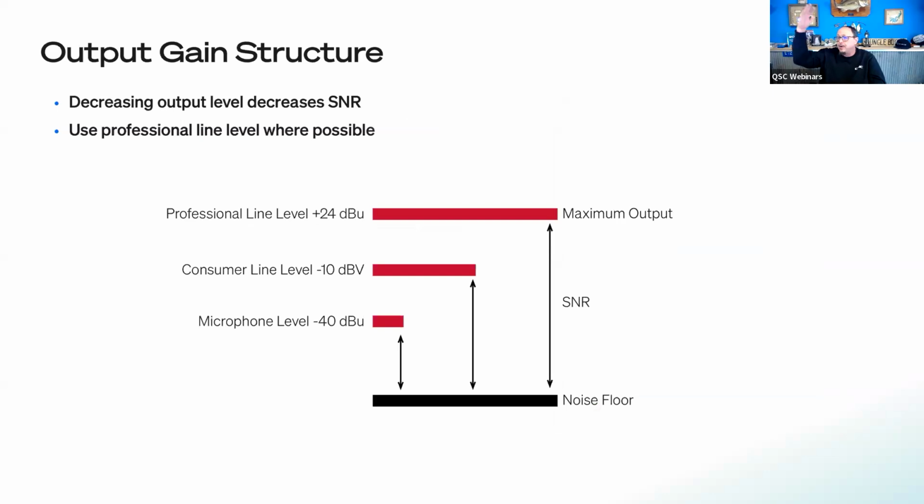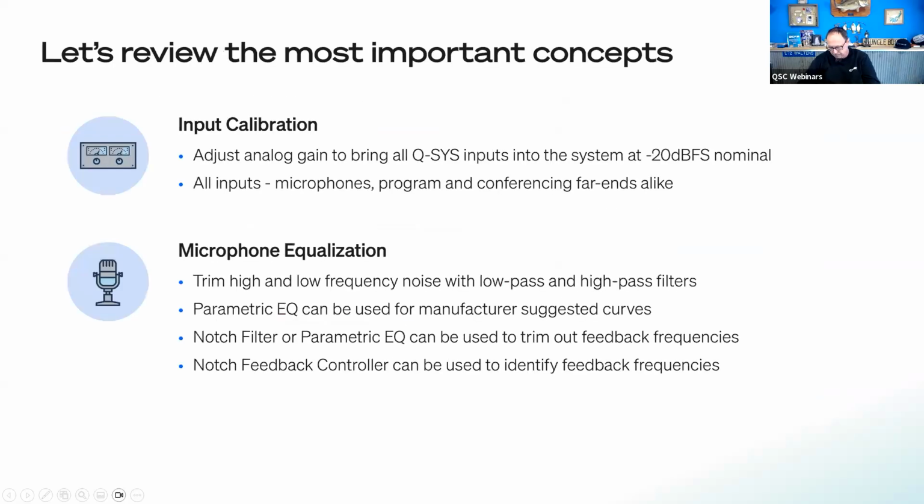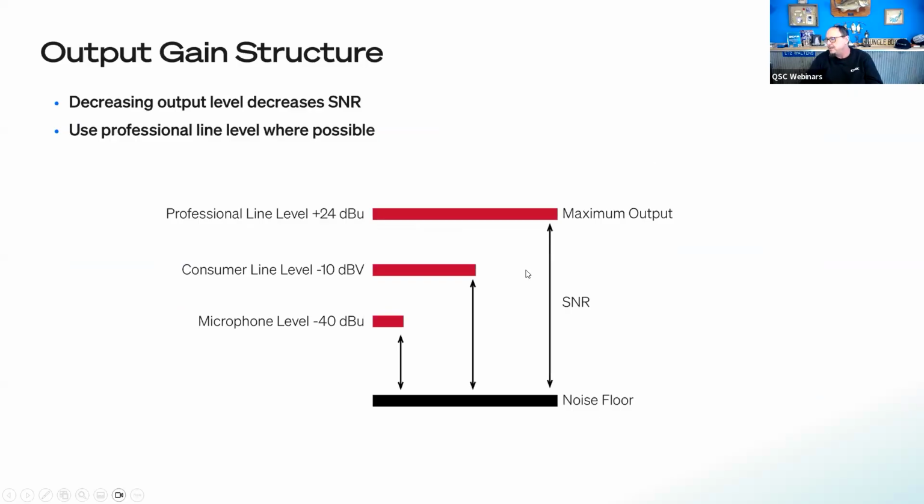Output gain structure. So decreasing the output level, as you can see here, right? If we go from professional line level to consumer line level to microphone level, you can see that the signal to noise ratio drops. You see that it goes from the professional line level here. You have a lot of signal to noise ratio.